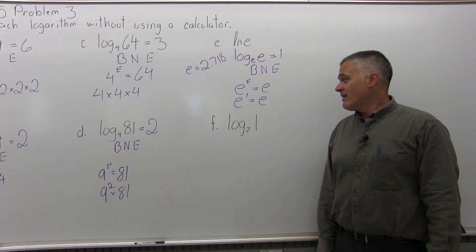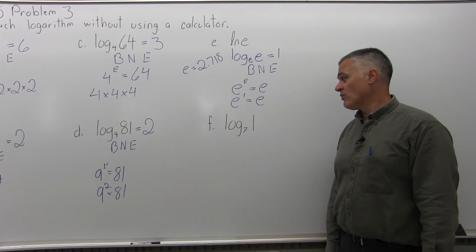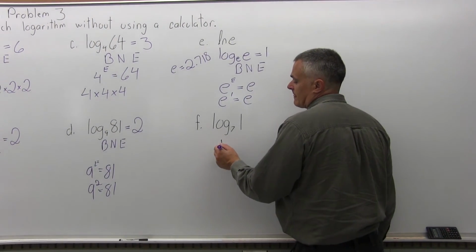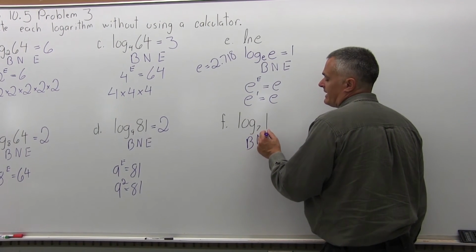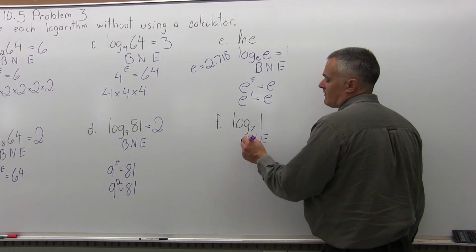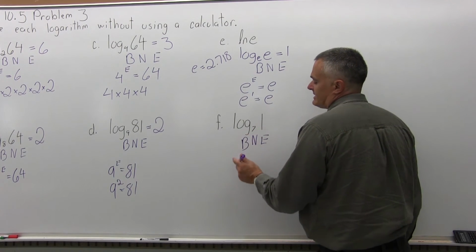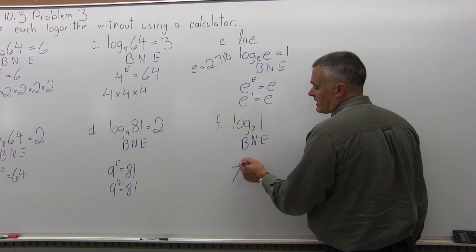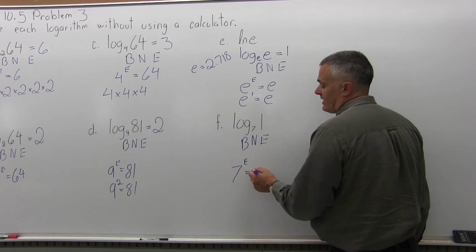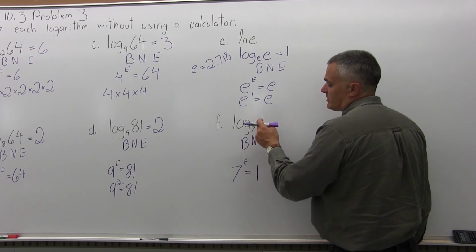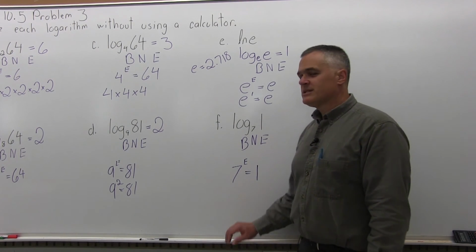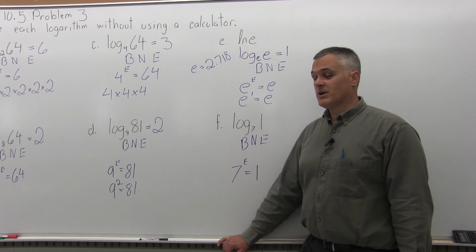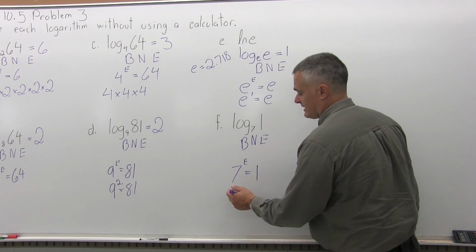And finally, part F, log base 7 of 1. What's that without using a calculator? Well, again, in its log form, it's Benny, b-n-e for base, number, exponent. The base is 7. The exponent is unknown, so I'll just leave an e for exponent, equals the number, which is 1. So 7 raised to some exponent equals 1. This one you might have to think about a little bit, but once you see it, you'll realize what it has to be.